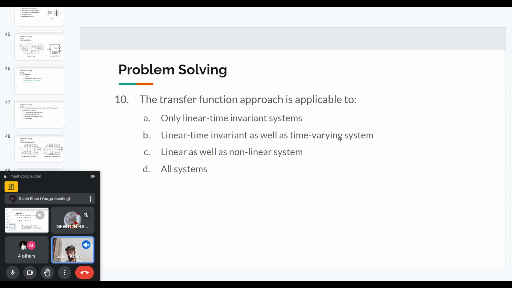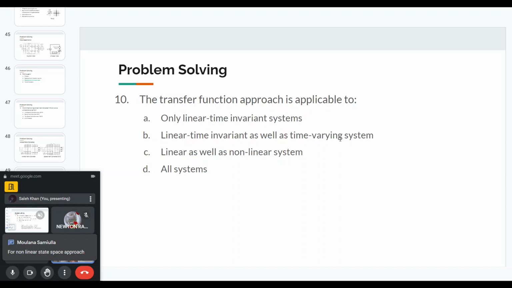For a transfer function approach, can it be used for nonlinear systems or time varying systems, or is it general for all systems, or is it only specific to linear time invariant systems? So, okay, one person is saying linear as well as non-linear system. So this is more of a control system question.